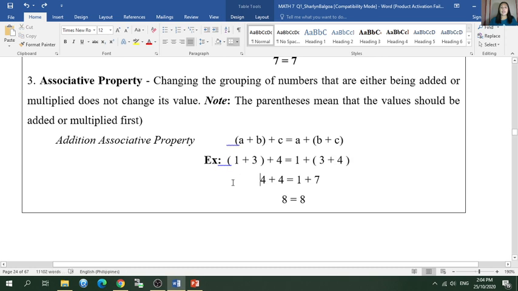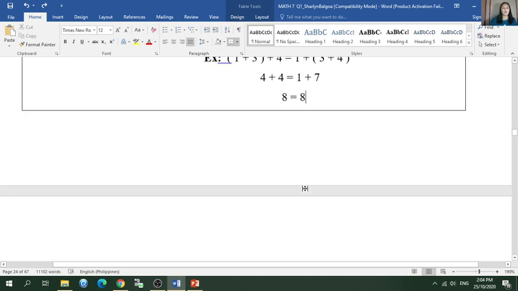Okay, tingnan natin. So, same true in number 2. You will obtain the same answer. Okay, the result will not change. 1 plus 3 is 4 plus 4, so we have 8. 3 plus 4 is 7 plus 1, so we have 1 plus 7 is also equal to 8.